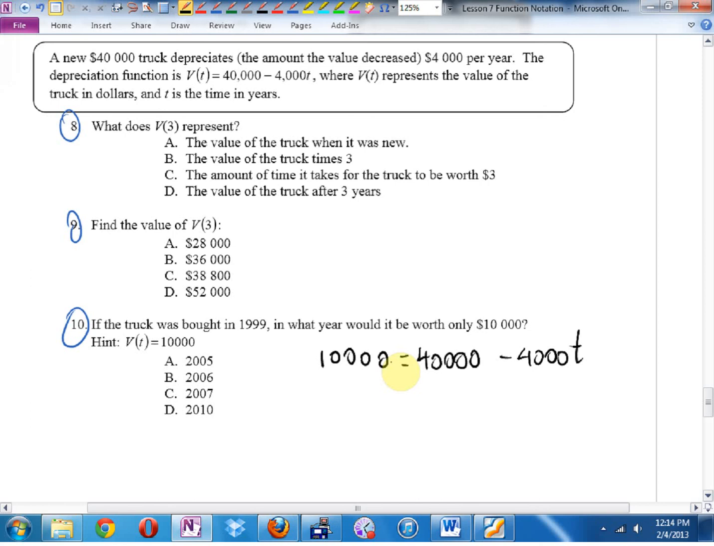And then solve for T. Okay. How would I get the T by itself? Eventually, I think I'll be dividing by negative 4,000 because it's being multiplied, but I do that last. Remember, it's reverse order of operations. Minus 4,000. Yep.